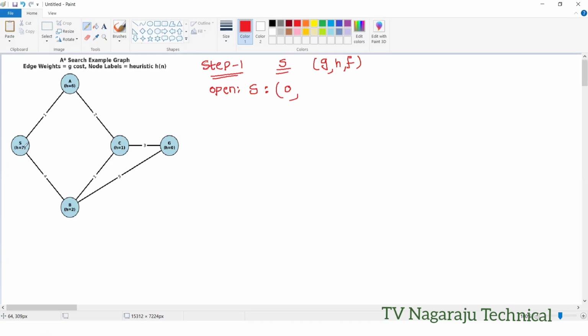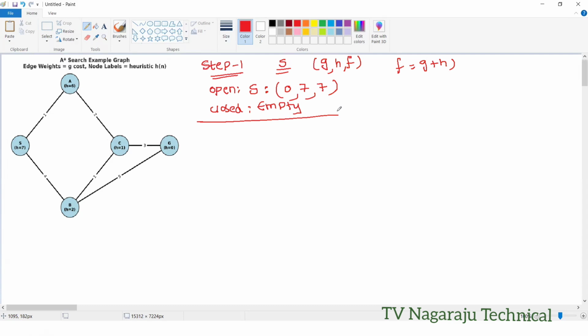What is the H value for S? Heuristic value, estimated value 7. Now you know the formula, simply F is equal to G plus H. This is open. Now what about closed? Initially closed is empty. Clear? This is step number 1.